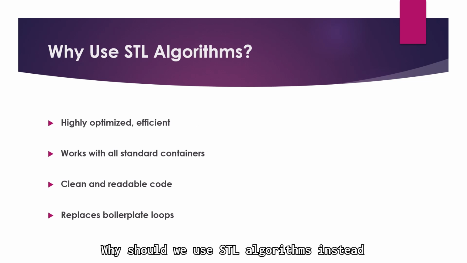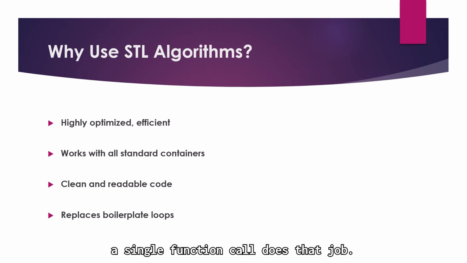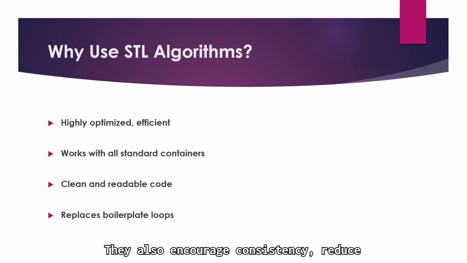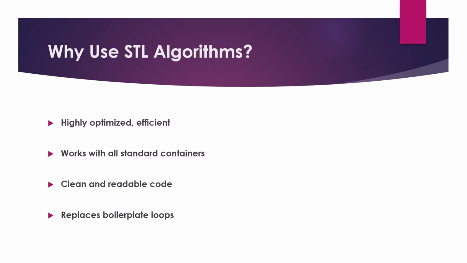Why should we use STL algorithms instead of writing loops ourselves? The answer lies in performance, readability, and abstraction. STL algorithms are extremely well optimized, often better than what we might hand code. They make code concise and expressive. Instead of writing a 5-line loop to sort or search, a single function call does that job. They also encourage consistency, reduce room for errors, and integrate beautifully with lambda functions and custom comparators. In short, they let you focus on what you want to do, not how to do it.